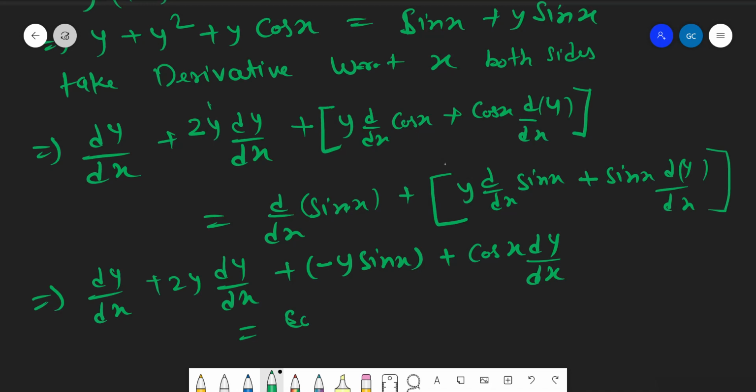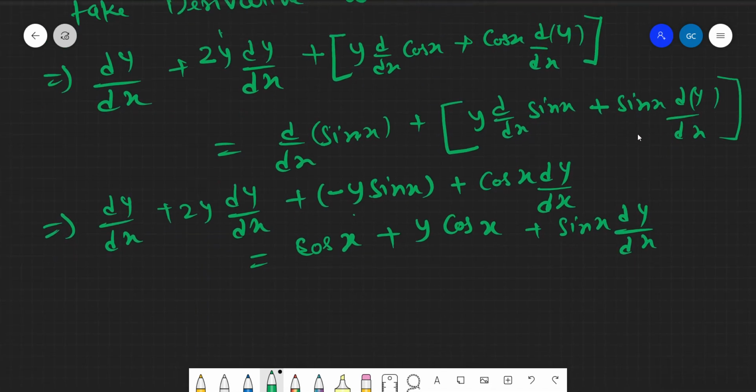And the right side part will become sine x, so the derivative of sine of x is equal to cos x plus, now for this part, y times cos of x plus sine of x dy by dx, right guys?